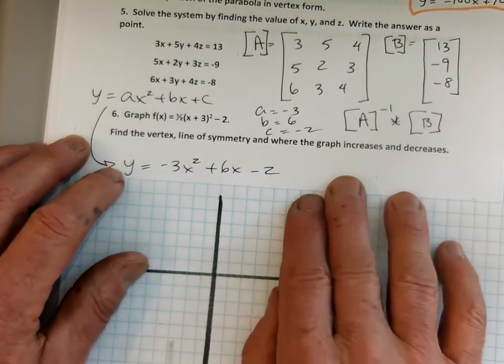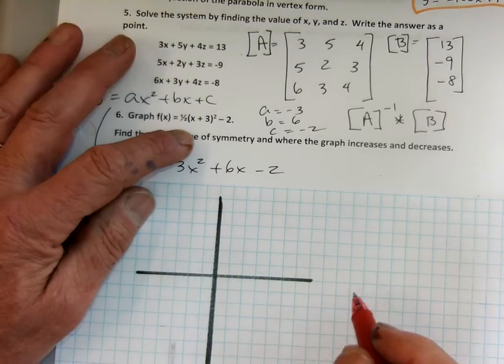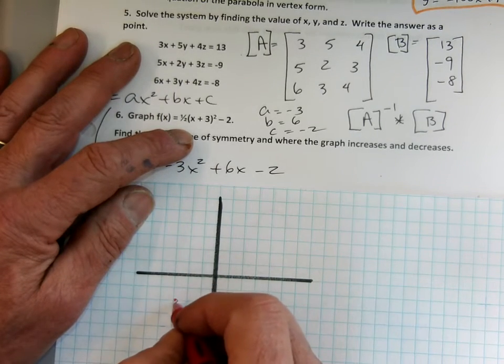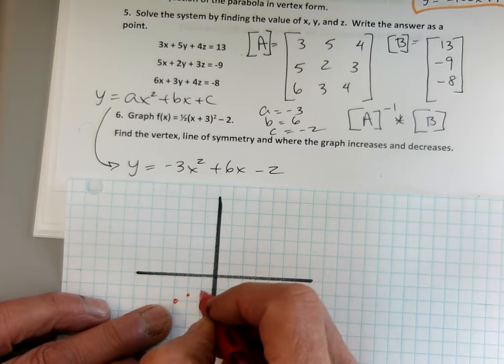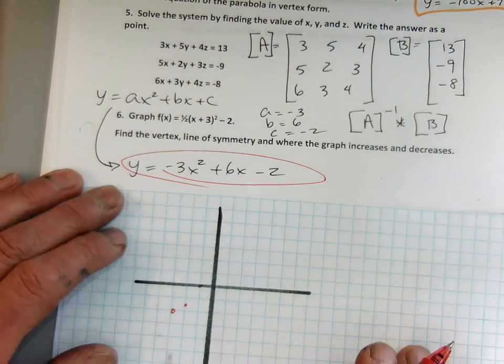Okay, now, question. Take a look at 6. Vertex is at negative 3, negative 2. It's half as tall. Wait, are we done with 5? Yeah, 5's done. Oh, I never wrote the answer. Here's the answer to 5.